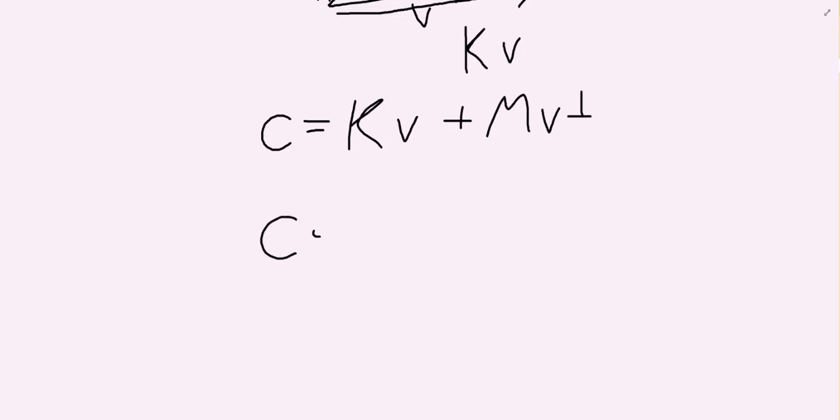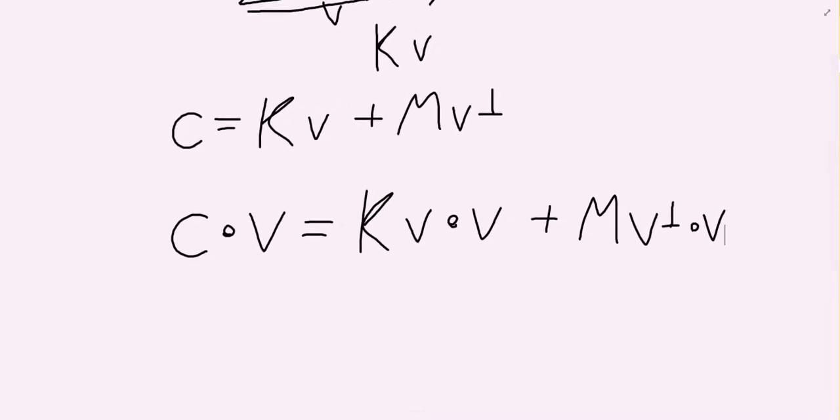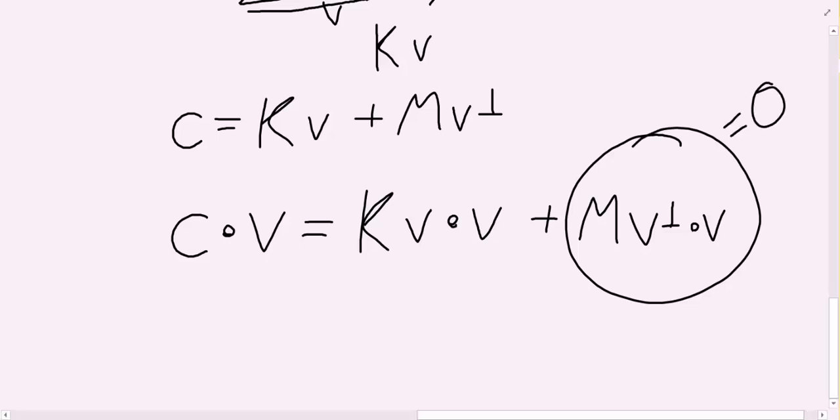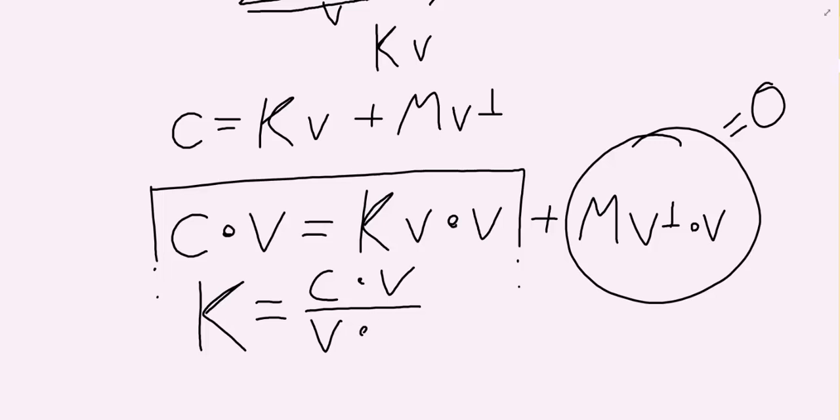So if we say c dot v equals k times v dot v plus m times v perp dot v, this gives us 0 in this part here. Since v perp dot v is 0, the vectors being perpendicular to each other, we've lost that entirely. So then we can just look at this part here and continue with that, saying this means k equals c dot v divided by v dot v.